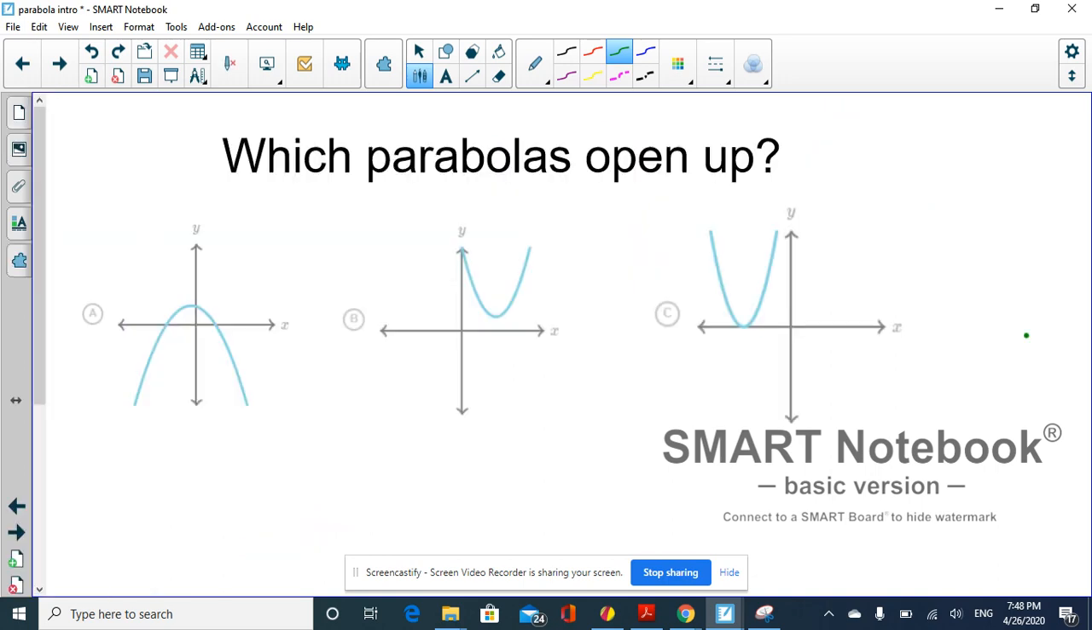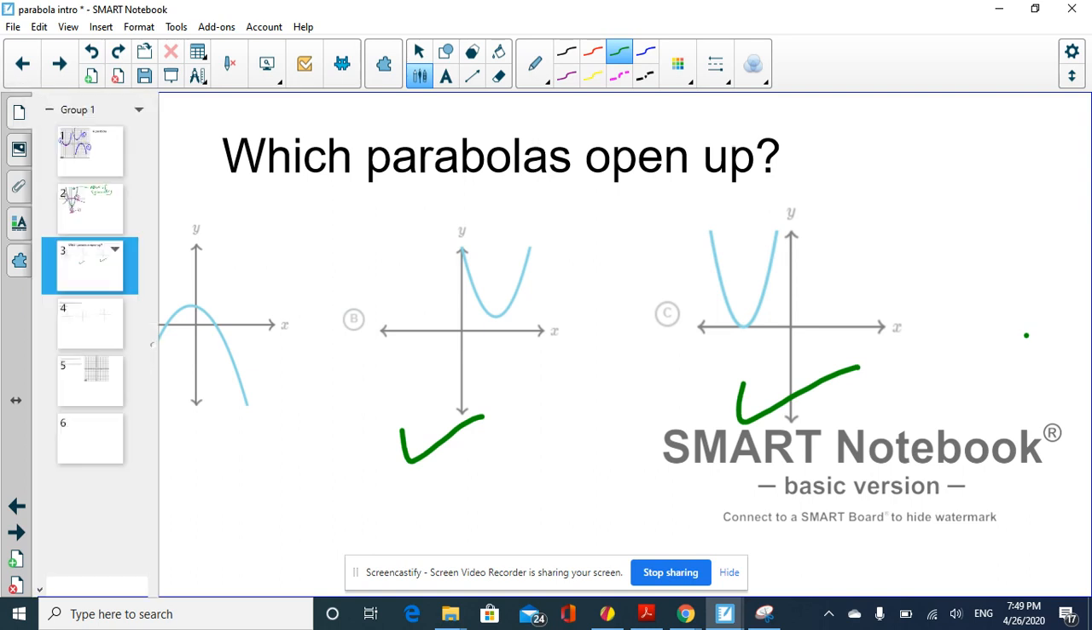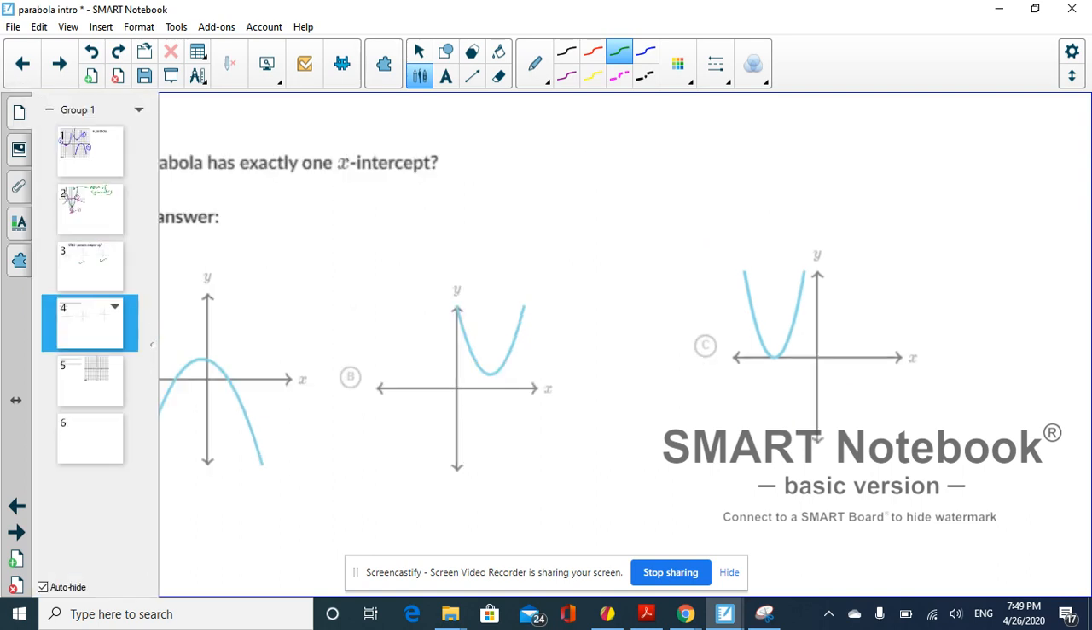Let's see some questions. Which parabola opens up? I think this is an easy one. Choose all the correct answers. The first one opens down. This one opens up, and this one opens up. Okay, another example.